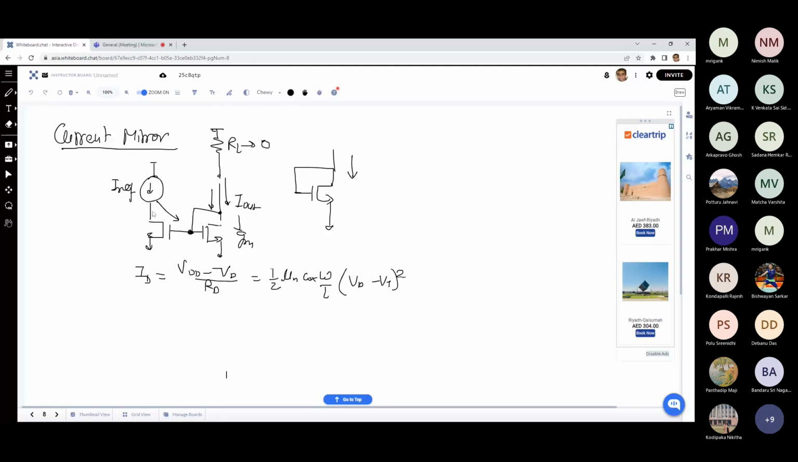suppose it's an ideal current source. For an ideal current source, whatever happens to this MOSFET, this current will remain the same. It will always provide this IREF. Now, if this always provides the IREF, then what is happening? Here the gate voltage VG will be determined by this equation, where VG is equal to VD.